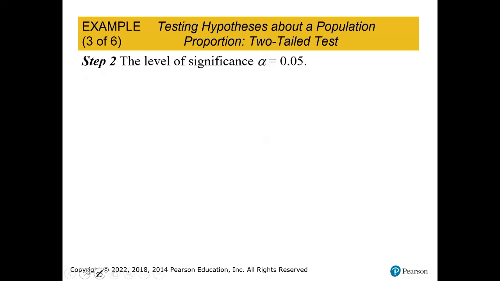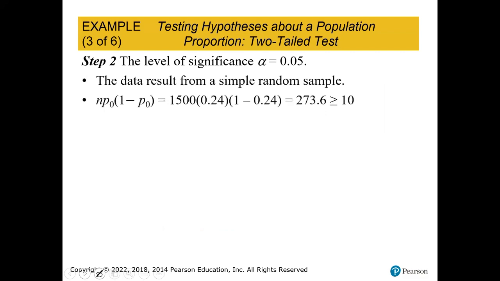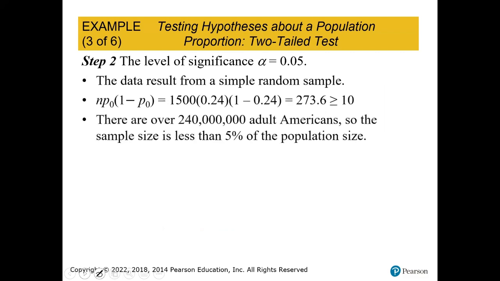Step 2, we are just going to verify that sure it is a random sample, which it said. We could do np times 1 minus p, it's going to work. And yes, our sample is less than 5% of the American population. Again, just check it off. Okay, I promise they will work. Every question I give you, this will work.